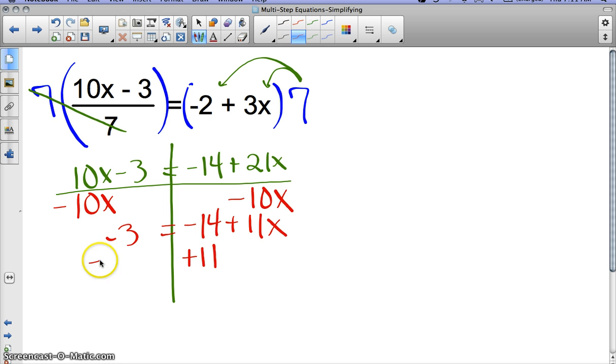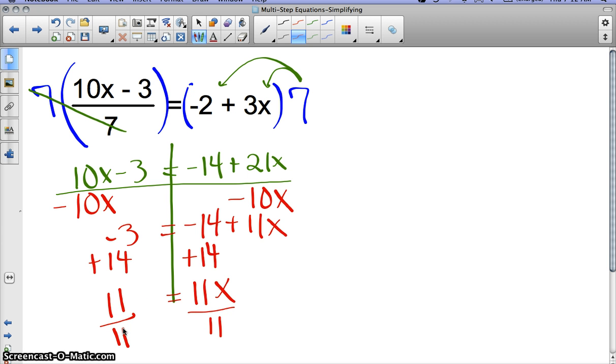And then we just add 14 to both sides, and we get 11x is equal to 11. Divide both sides by 11, and then we end up with x is equal to 1.